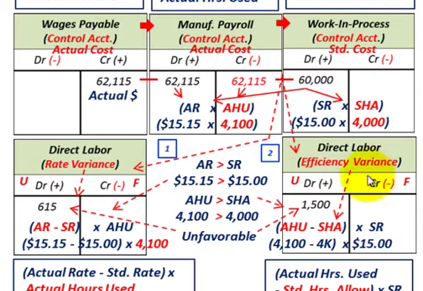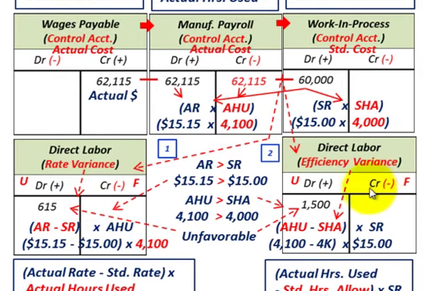Now, it would have been favorable had we actually used fewer hours. Say our actual hours used would have been 3,900 hours versus our standard hours allocated at 4,000 hours. The difference would have gone in as a credit, a reduction in our direct labor efficiency variance, and that would have been favorable.